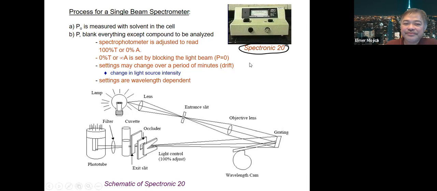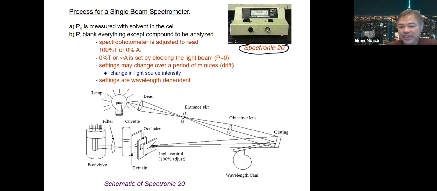So the incident beam is measured with solvent in the cell. So what you do here is parang siya yung blank. Okay, so the emergent beam is measured with everything except the compound to be analyzed. So the spectrometer is adjusted to read 100% transmission or zero absorbance. So usually, may knob kang ano dyan. Pag nilagay mo yung blank mo, I just used it last week in an experiment. So if you put your test tube here with blank, may adjust kang knob to make the absorbance zero. And then, ilalagay mo yung sample mo.